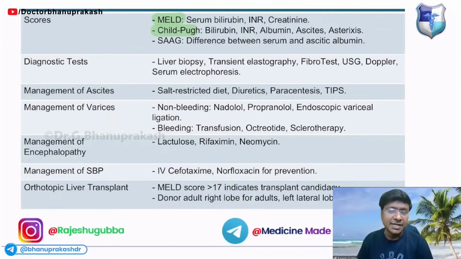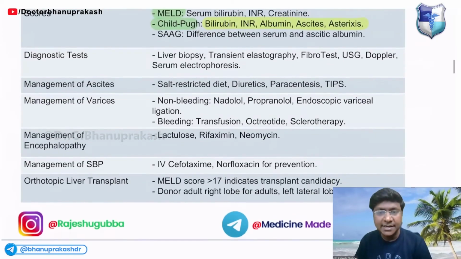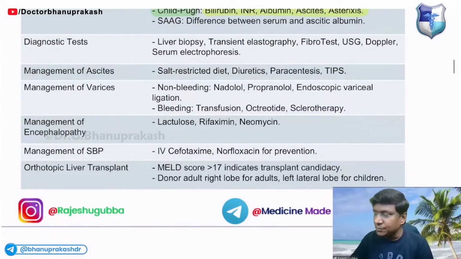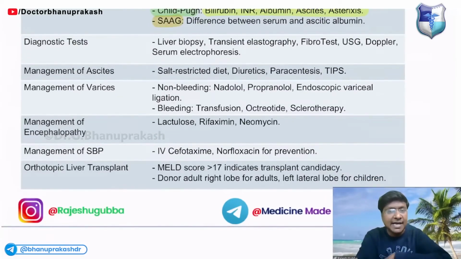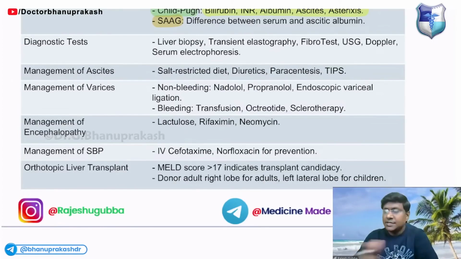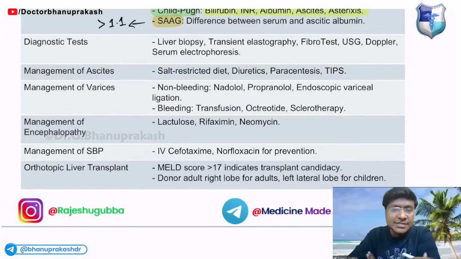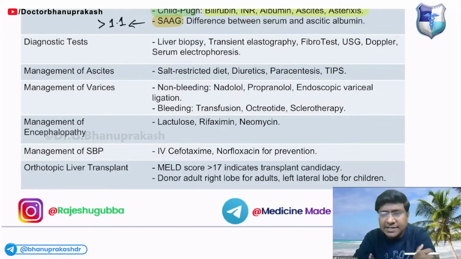In the MELD score, the parameters are bilirubin, INR, creatinine. Whereas in the Child-Pugh score, the parameters are bilirubin, INR, albumin, ascites, as well as asterixis. And what is the purpose of doing SAG? That is serum albumin minus the ascitic fluid albumin. This will tell us whether portal hypertension is present or not. If the SAG value of the individual is more than 1.1, this tells you that there is portal hypertension.